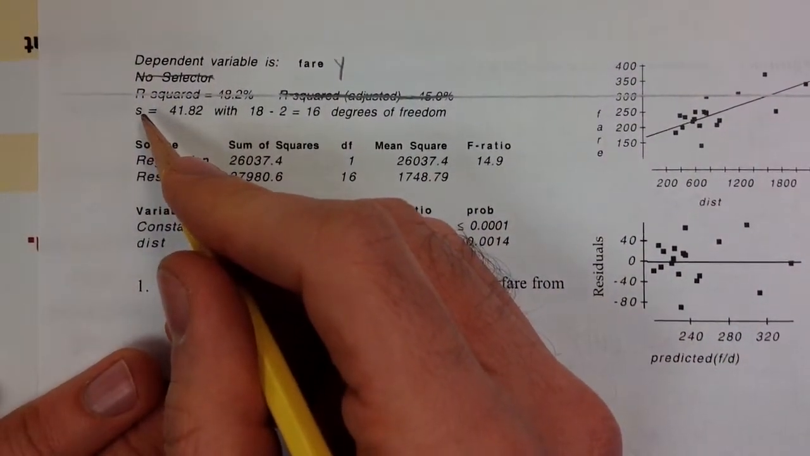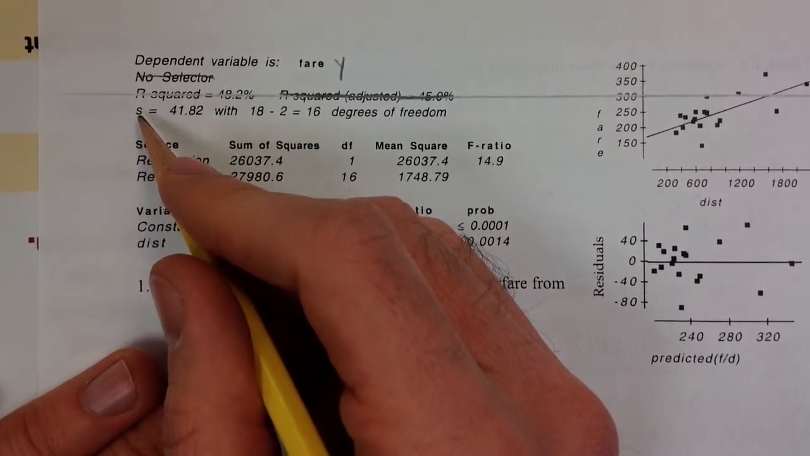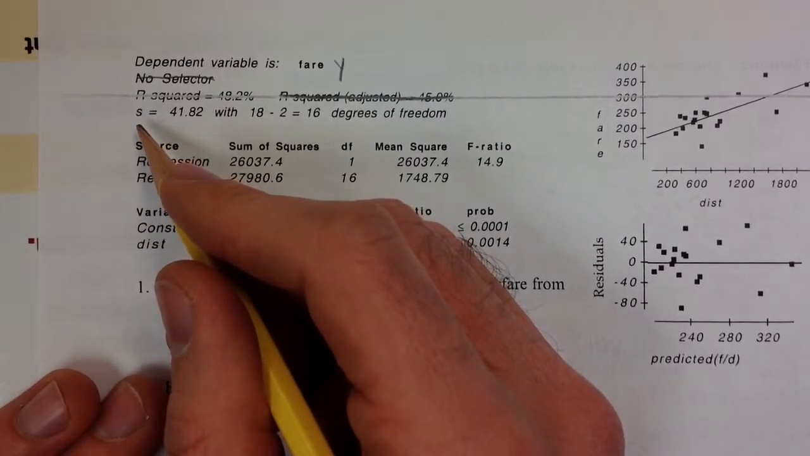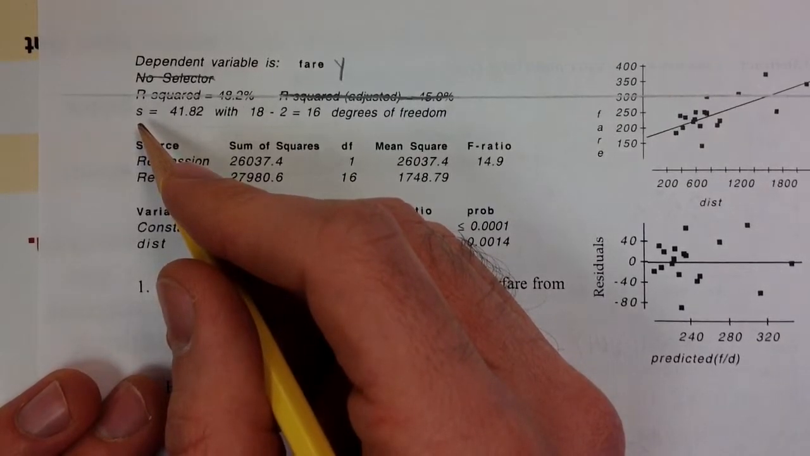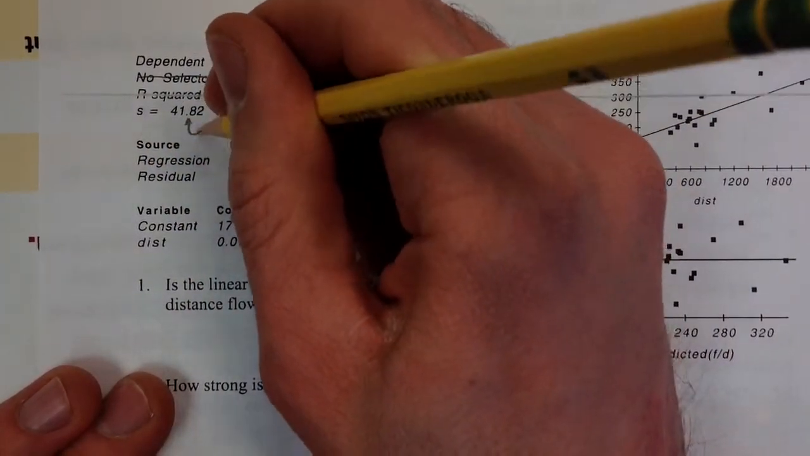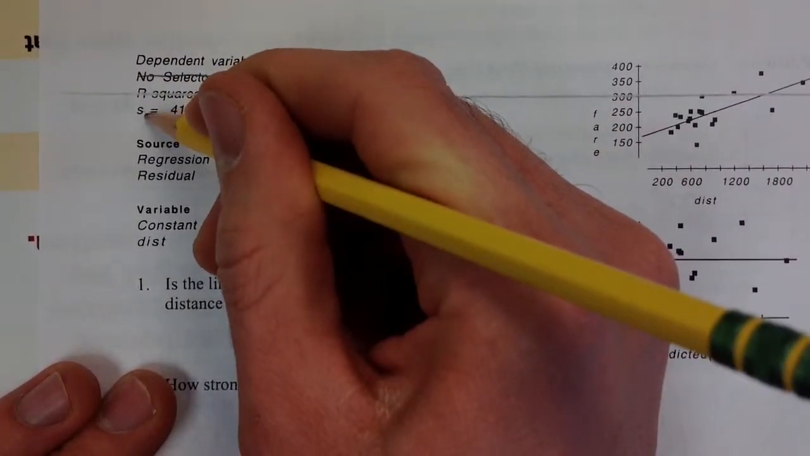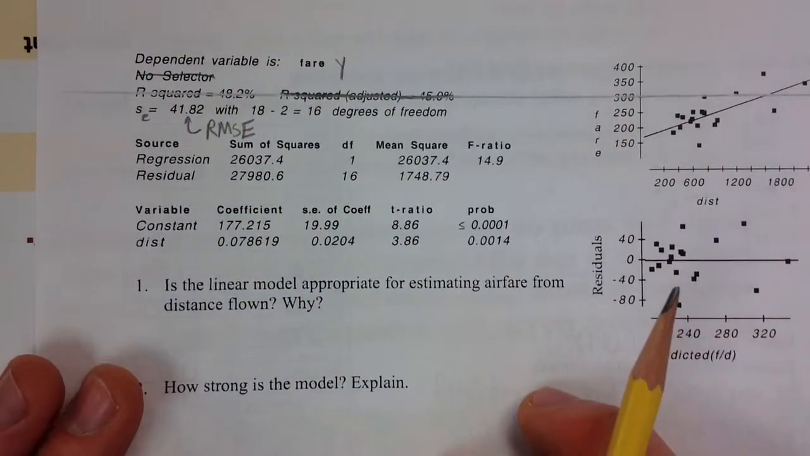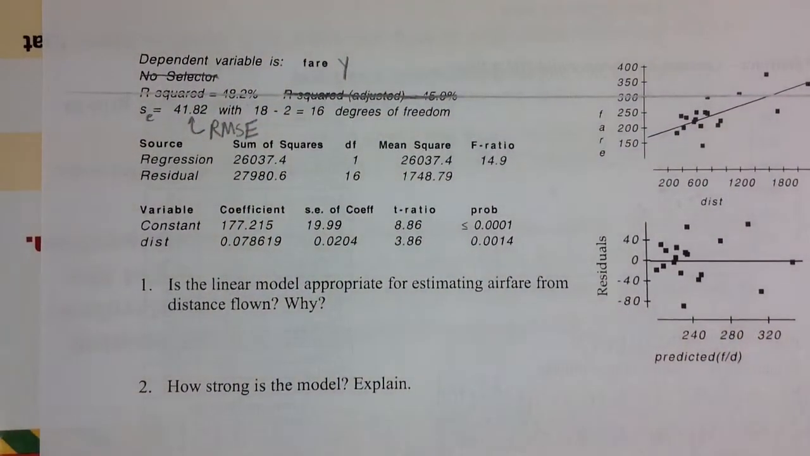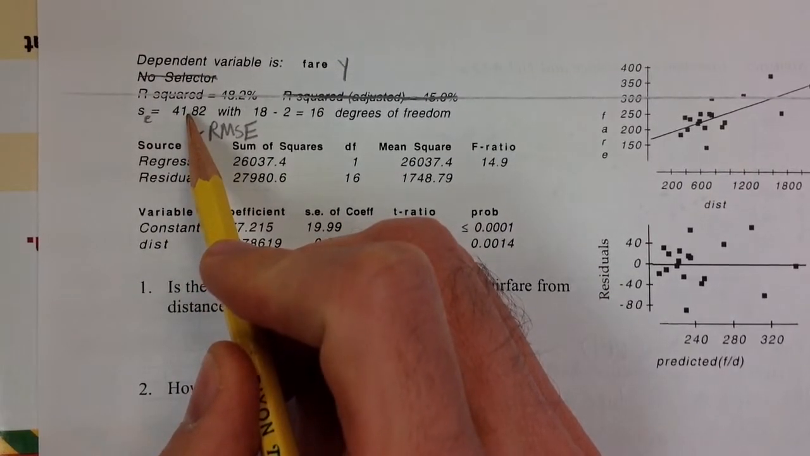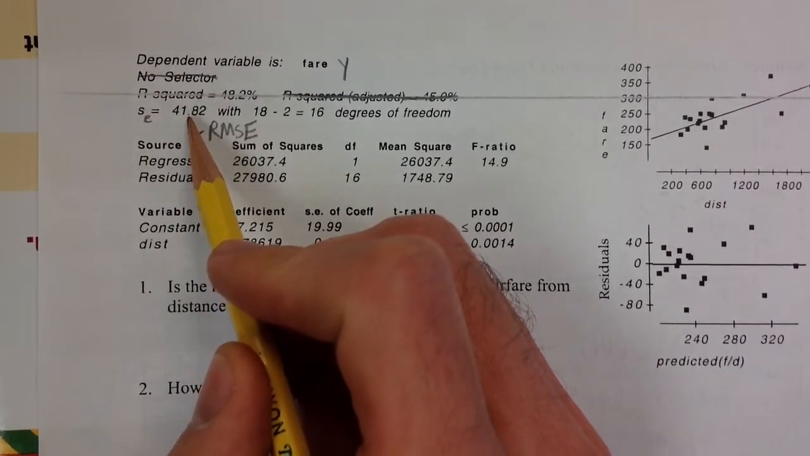S, I wish they made it more specific than S. You want to take a guess as to what S is? Yes, it's a standard deviation. It's the standard deviation of the residuals, which is otherwise known as RMSE. So this is your average error. S is S sub E, the standard deviation of the errors, otherwise known as RMSE, root mean square error. So on average, when we're predicting the airfares from the distances using this model, we're about $42 off.